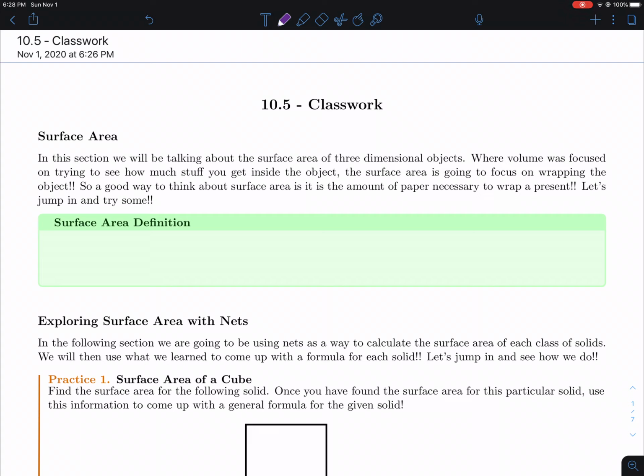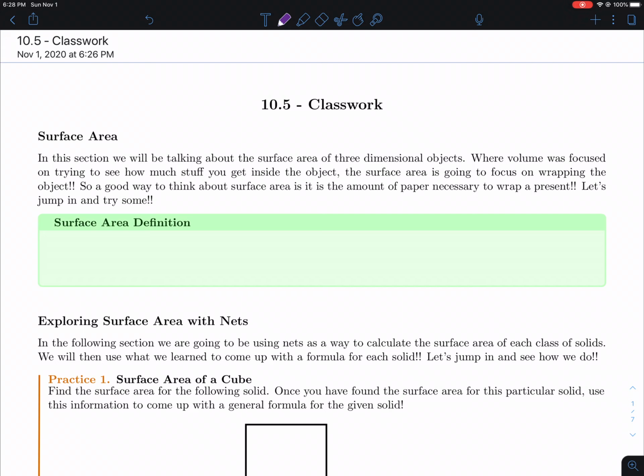So, the last thing we want to talk about in chapter 10 is surface area. Last time we talked about volume, which was trying to fill up as much stuff inside our three-dimensional object as possible. With surface area, what we want to do is actually cover the outside of it. If you think about wrapping a present, the amount of paper needed to wrap a present would be the surface area for that shape.